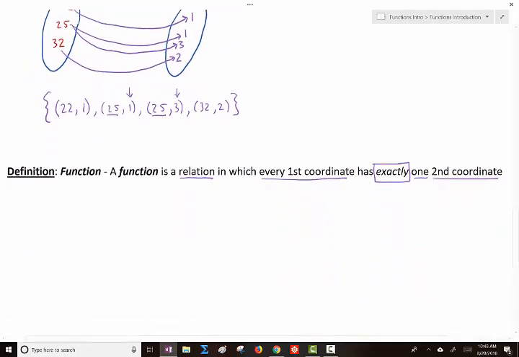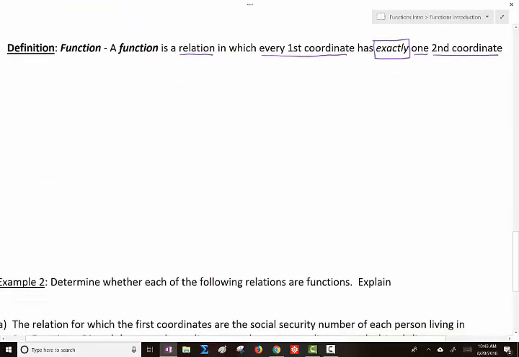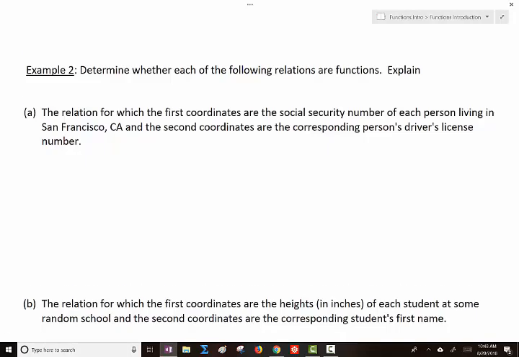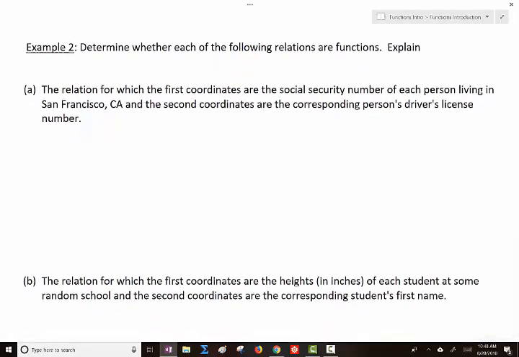To help us get a little bit of a better grasp on this idea, we're going to consider another example. In this example, we have two different scenarios, and we want to determine in each of these scenarios whether each relation is a function or not. In the first situation, part A, we have a relation in which the first coordinates are the social security numbers of each person living in San Francisco, California, and the second coordinates are the corresponding person's driver's license number.